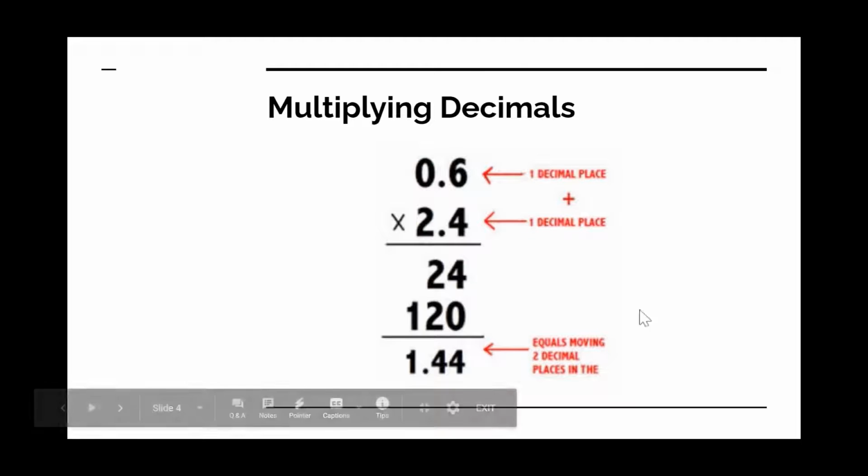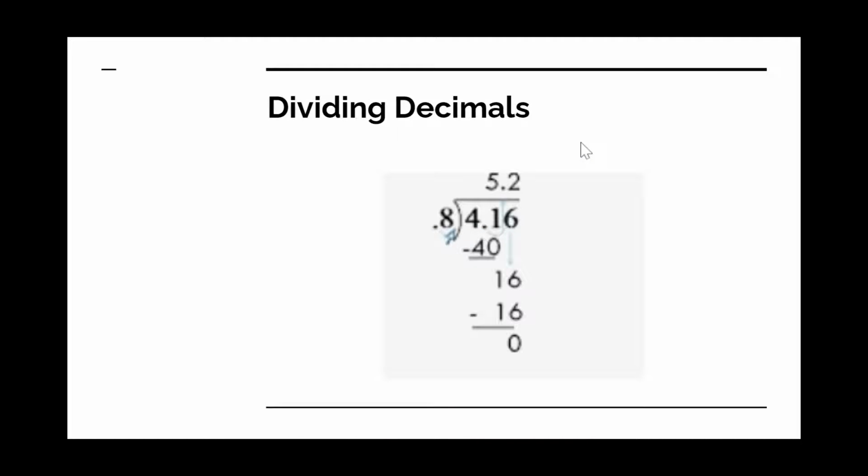Okay, so that's basically how you multiply your decimals. You would want to align it like this and then do the problem. Yeah, it's really simple. And then dividing decimals. Now, dividing decimals is a little complicated, but it is still possible, and it's also pretty easy.